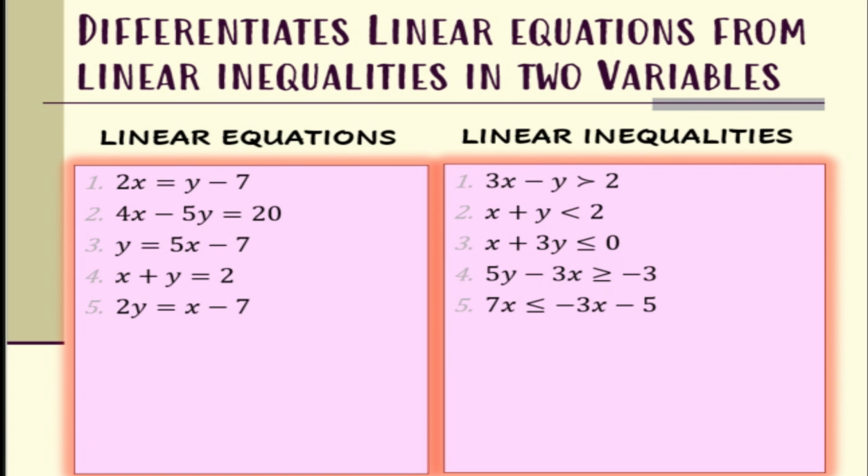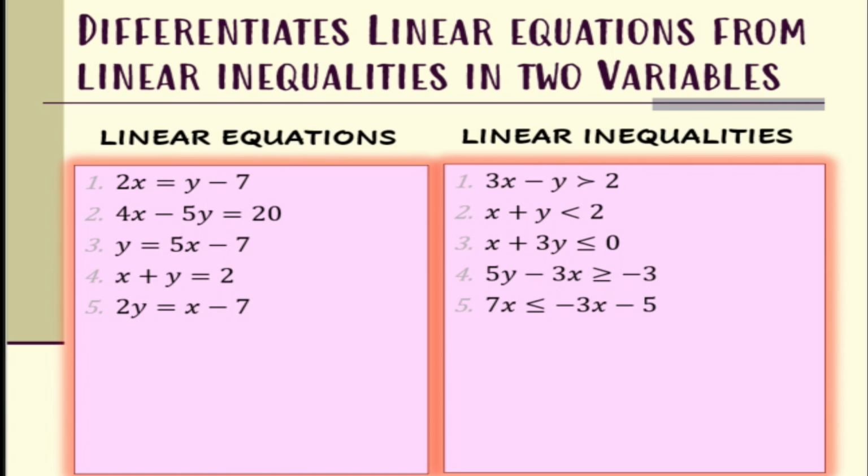We also have examples for linear inequalities. Again, for linear inequalities, we will be using the symbols less than, greater than, greater than or equal to, and less than or equal to. Example 1. 3x minus y is greater than 2. Number 2, x plus y is less than 2. Number 3, x plus 3y is less than or equal to 0. Number 4, 5y minus 3x greater than or equal to negative 3. And number 5, we have 7x is less than or equal to negative 3x minus 5.